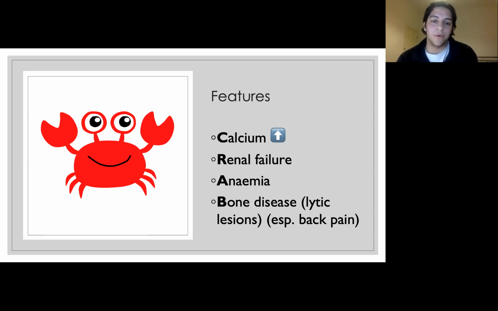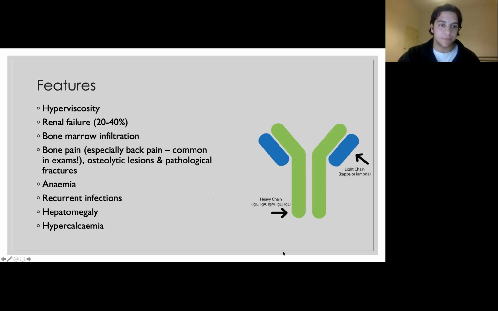So C is for calcium. Calcium is raised. R is for renal failure. A for anemia. And B for bone lesions, so lytic lesions of the bone. That's the best way to remember the features. But to just go into a bit more detail, the features are a result of the wrong balance of immunoglobulins.